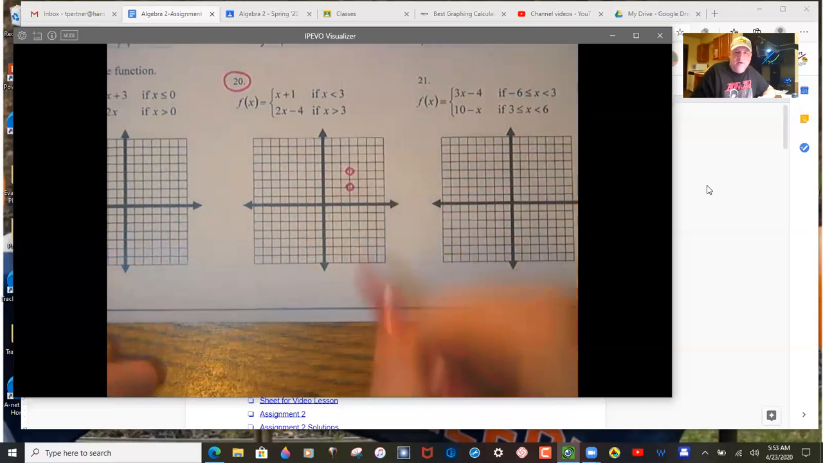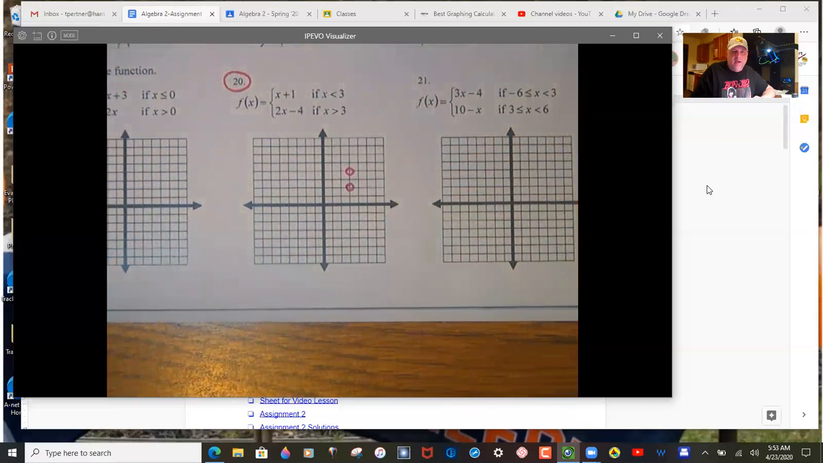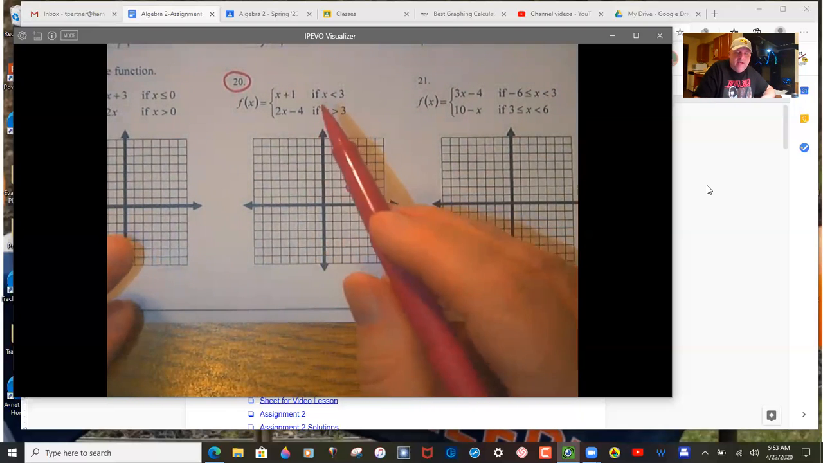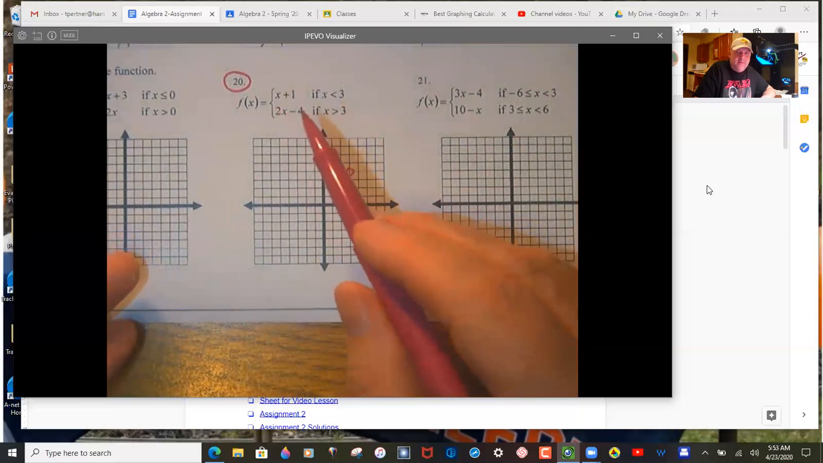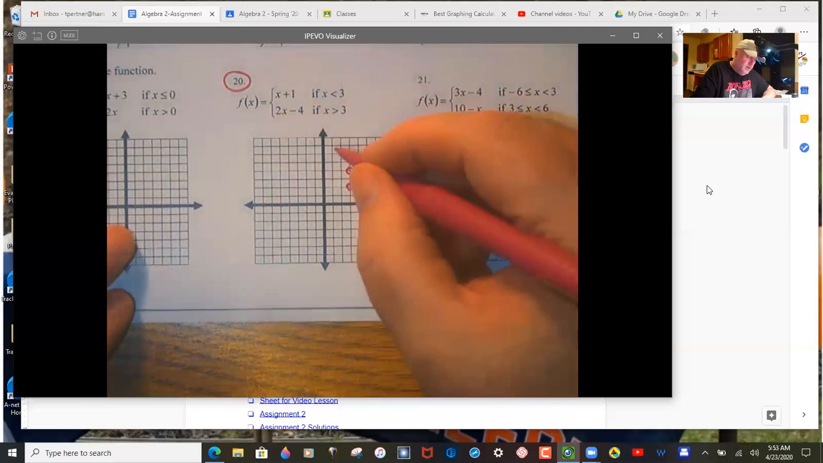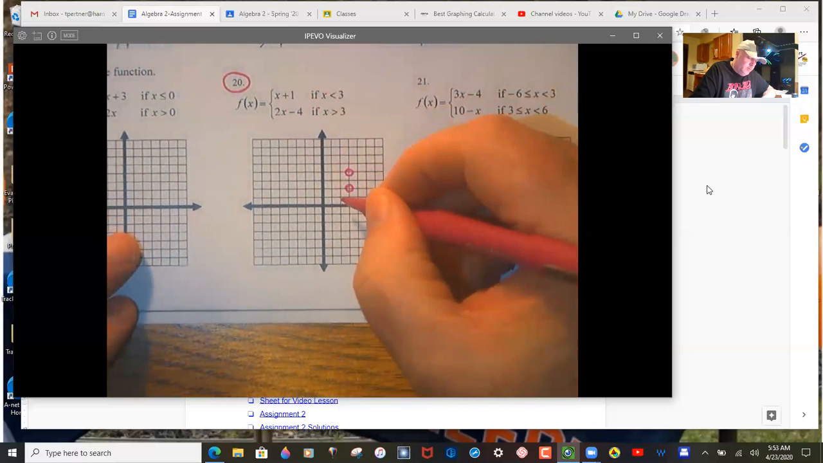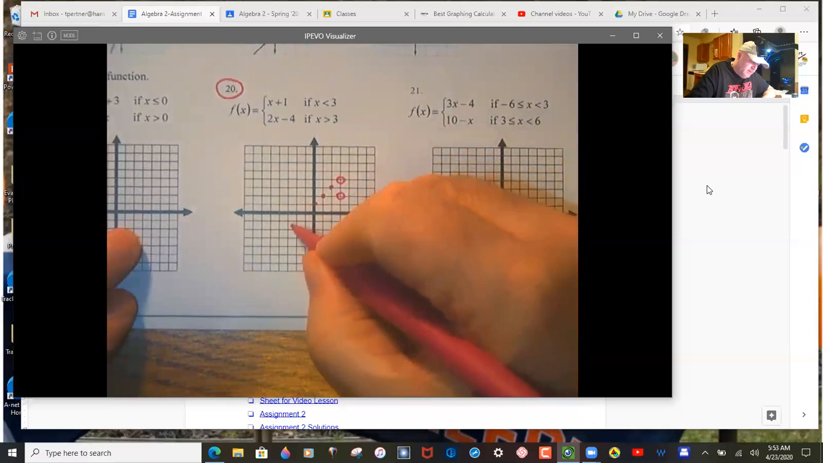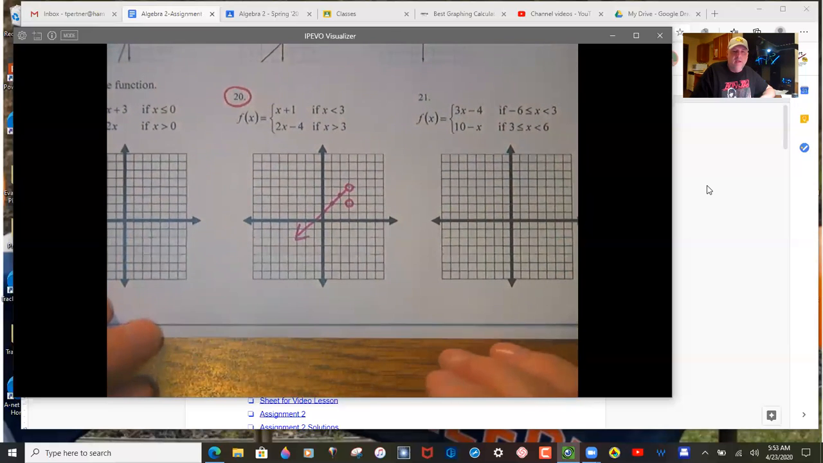And then we just have to figure out which way our line, or our lines, are going. Well, the top one is for less than 3. So I've got to start substituting in points less than 3. So like 2. And so 2 plus 1 is 3. So (2, 3) is a point. And then you can start getting the idea of how this is going to look. There it is. That's just a line the rest of the way. You start at the cut point and you go.